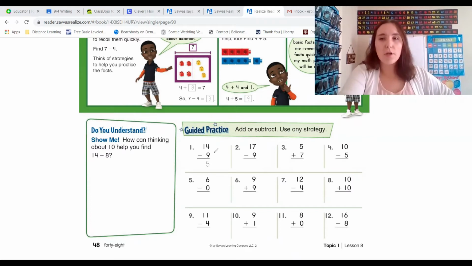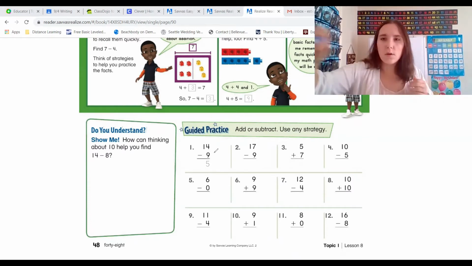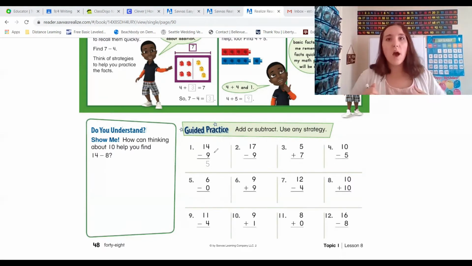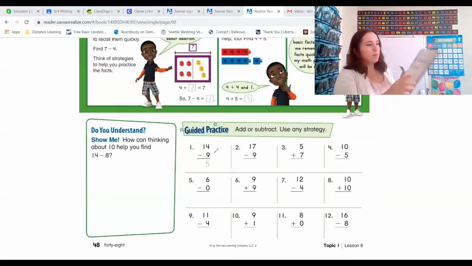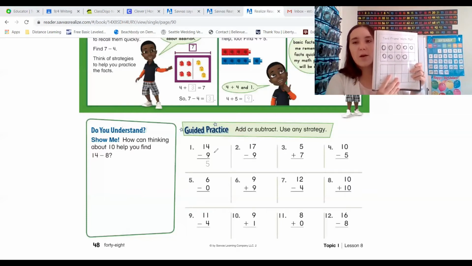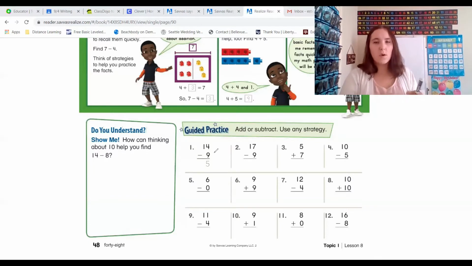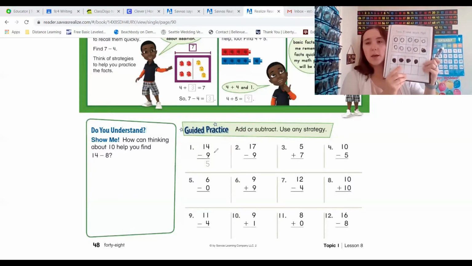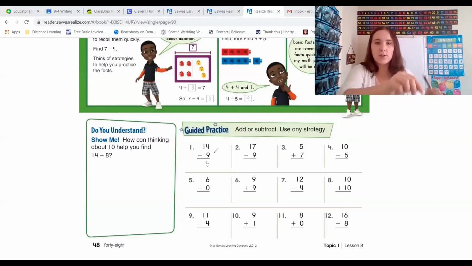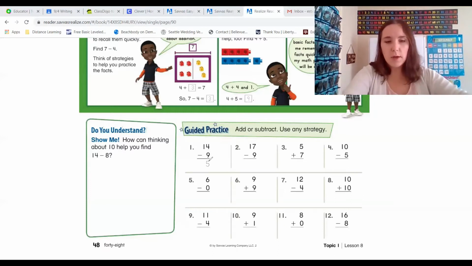Okay, I'm going to use a 10 frame. Remember, you can use whatever strategy you want to do this. I'm going to count on to do my subtraction problem for number 1. On my 10 frame, I drew 9 counters. Now I'm going to count on until I get to 14 and see how many more. Okay, I counted on until I got 14 counters, and I had to count on 1, 2, 3, 4, 5. So my answer is 5. 14 minus 9 equals 5.